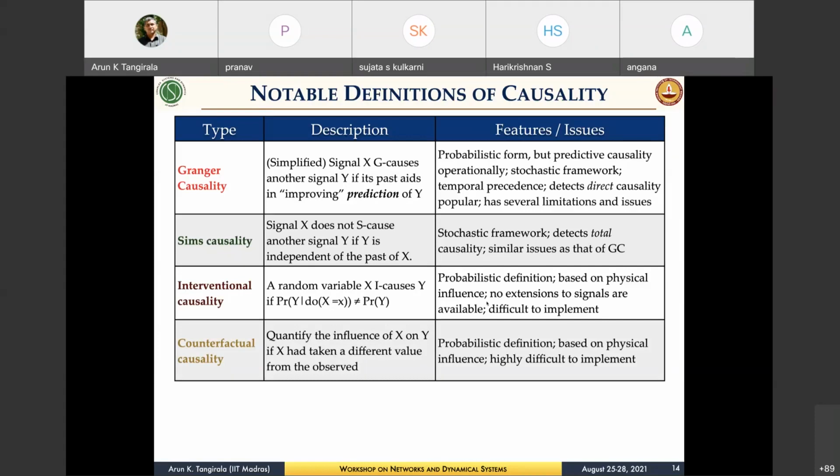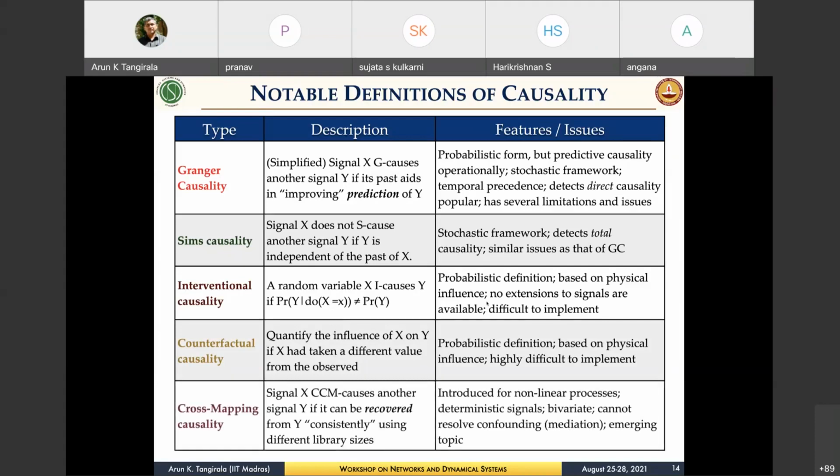That's very difficult. In many cases, it's not possible to even implement that scenario. So highly difficult to implement. Then comes the cross-mapping causality, which is what I'm going to talk about briefly in today's talk. In the top row stands Granger causality, which looks at if X aids in improving the prediction of Y. And cross-mapping looks at the reverse.